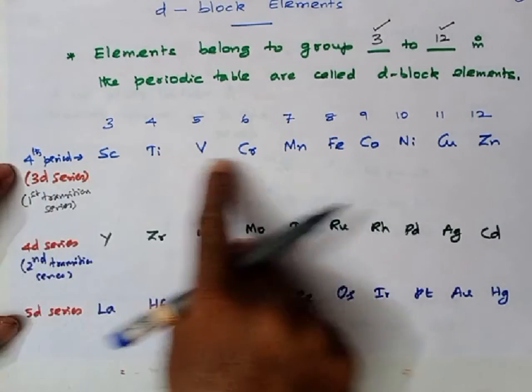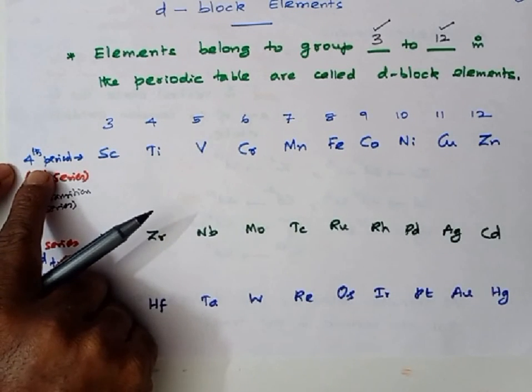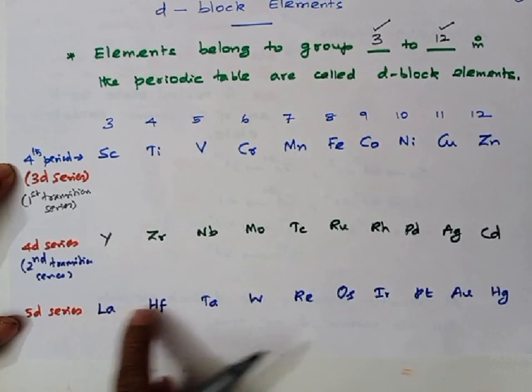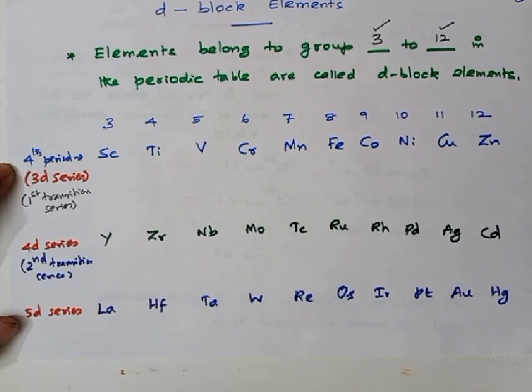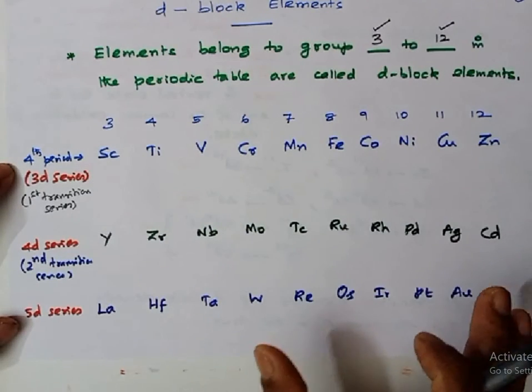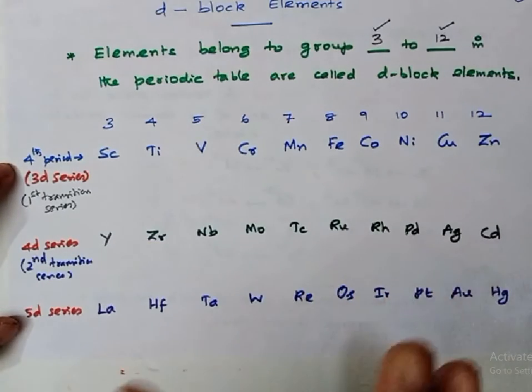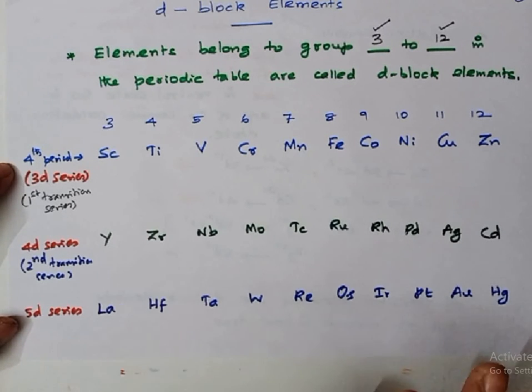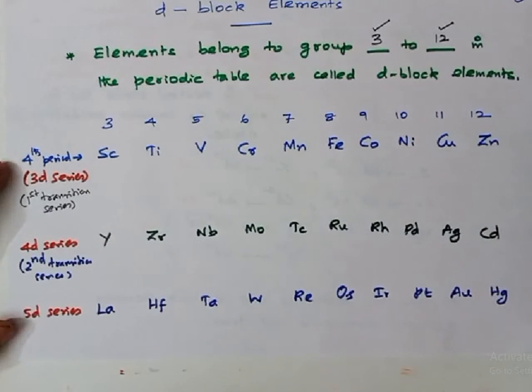3D series belongs to the 4th period in the periodic table, 4D series belongs to the 5th period, and 5D series belongs to the 6th period of the periodic table. Generally we discuss these elements under D block. We also have another series which is incomplete; we are not going to discuss that. In general, if people ask about D block, we normally discuss these elements.